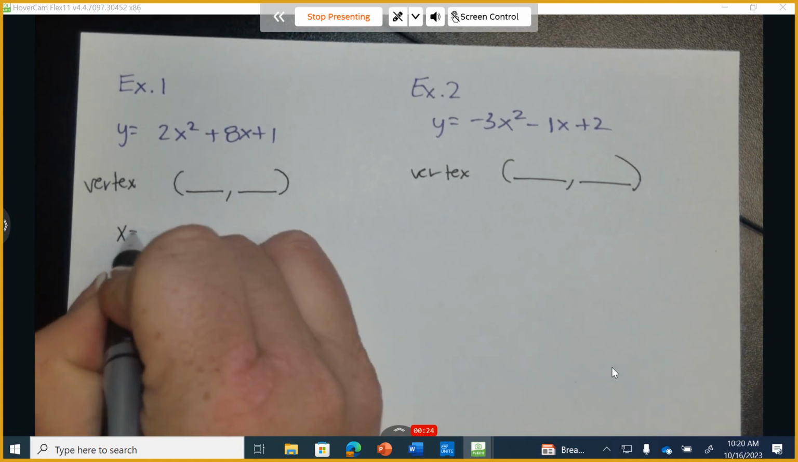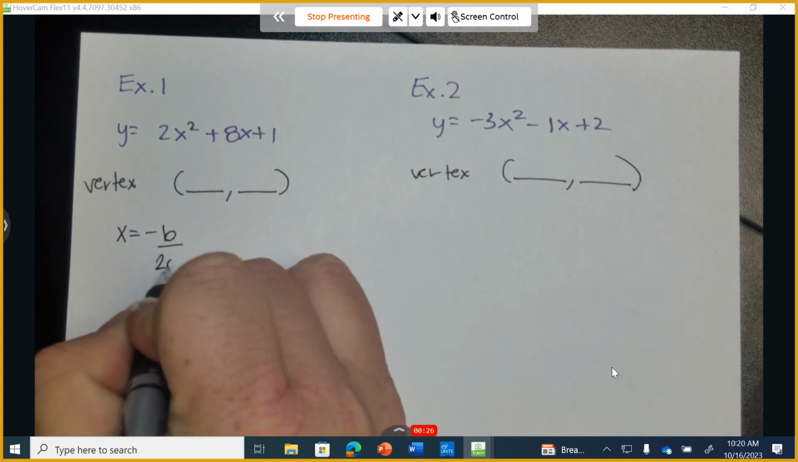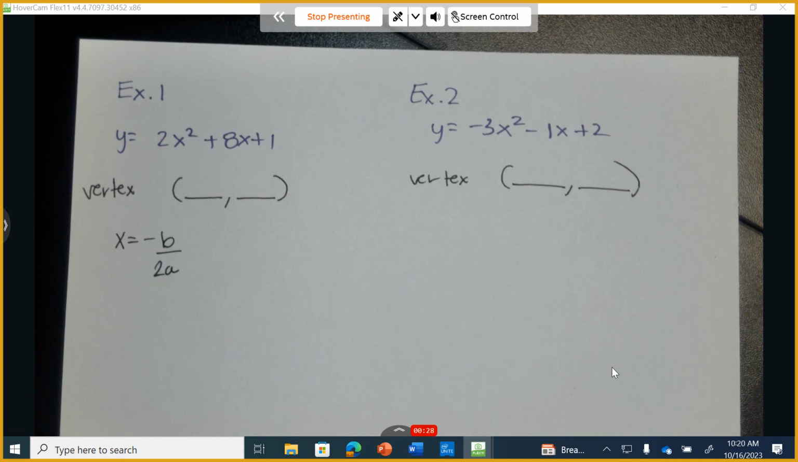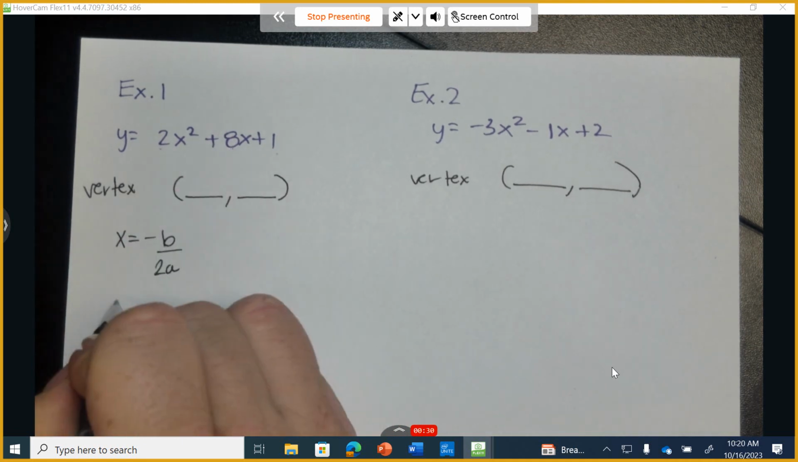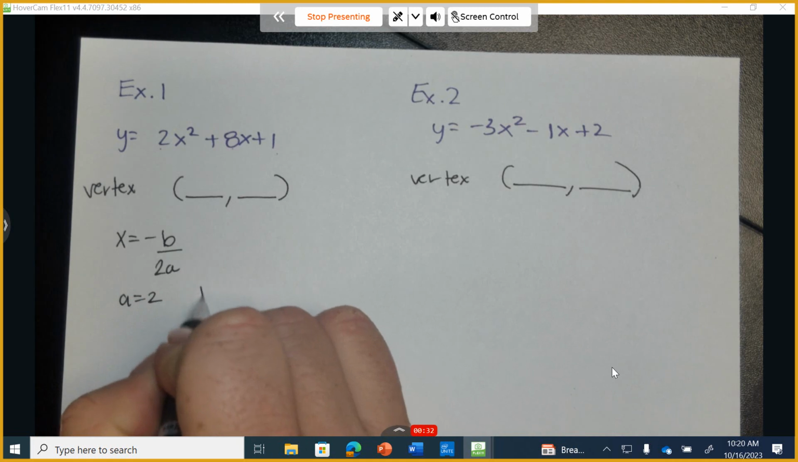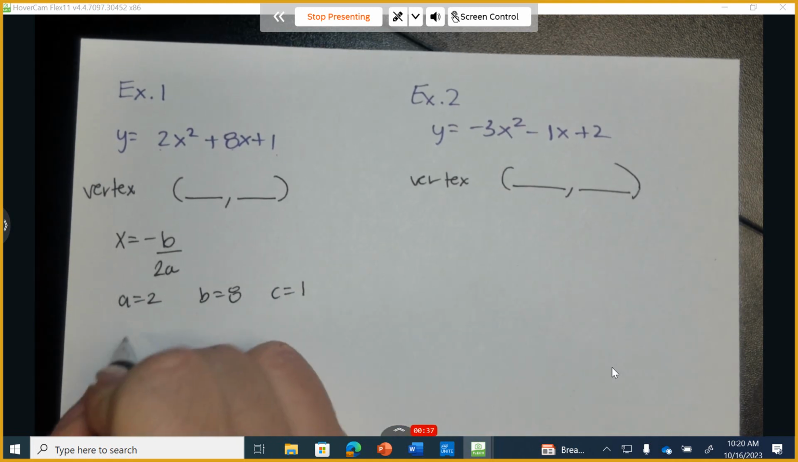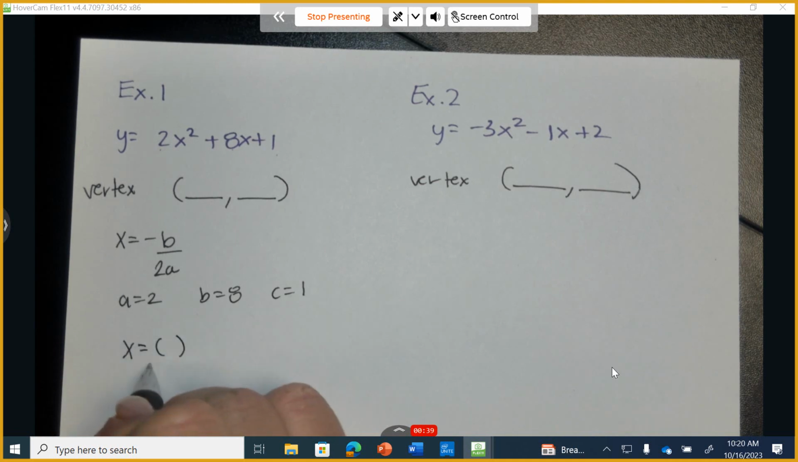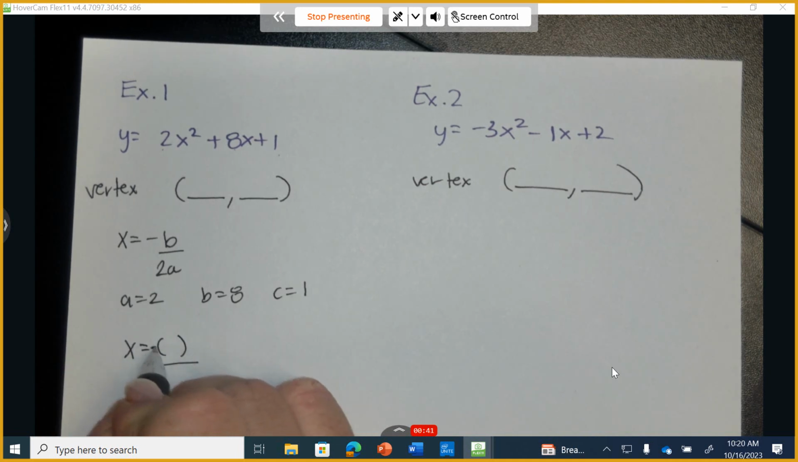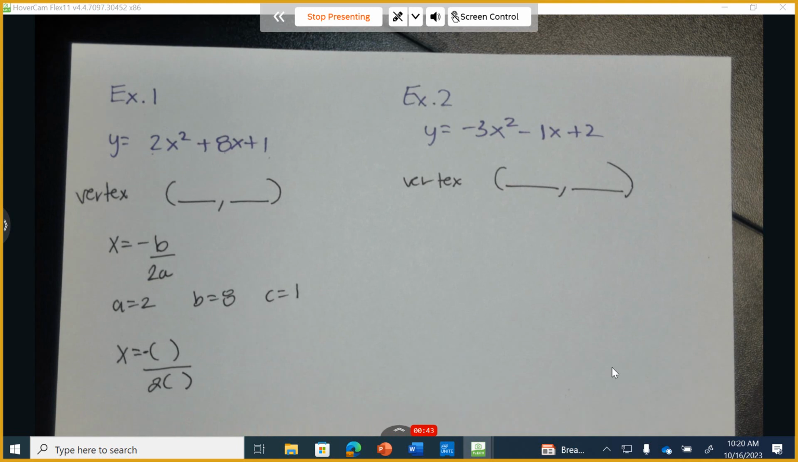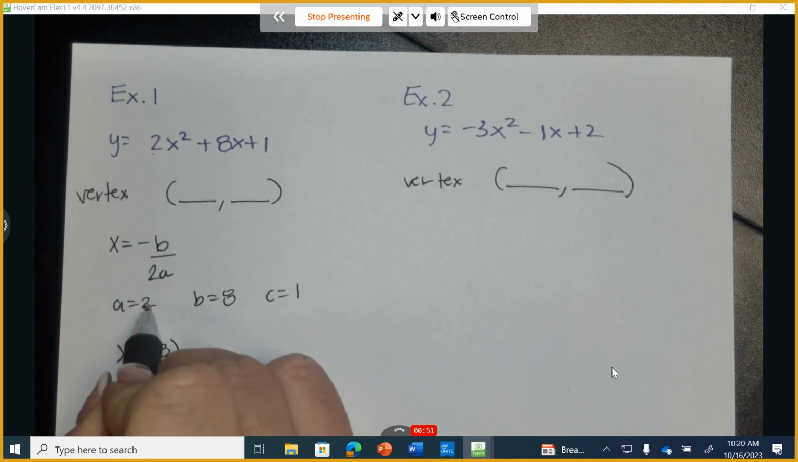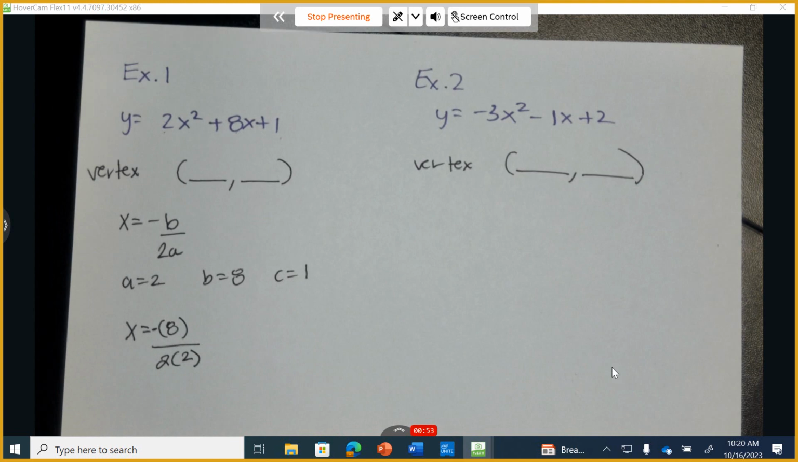We're going to start by identifying the x-coordinate. So this is the formula. It will be on the board, but you do need to know how to use it. So let's identify the a, the b, and the c. For example 1, a is 2, b is 8, and c is 1. Whenever I replace a variable like a b or an a, I am going to put parentheses around it. Okay, so my b comes in here as 8, and my a comes in as 2.